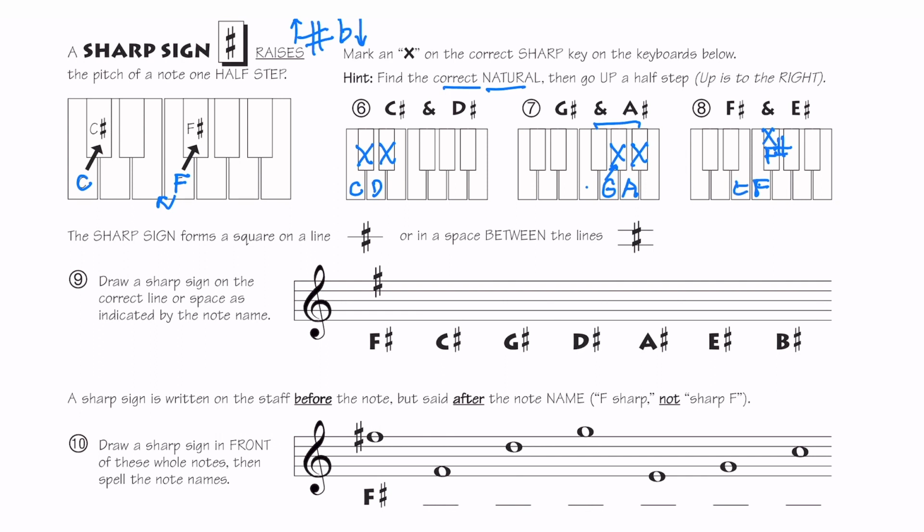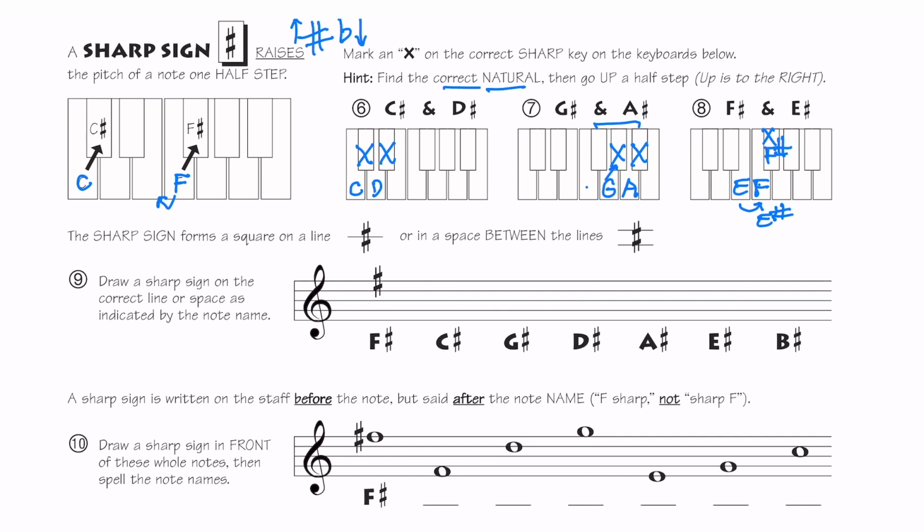Here is the note E. Oh, here's where it's tricky. So E, this is E sharp. So E sharp and F are enharmonic tones. Two note names for the same pitch on a keyboard.